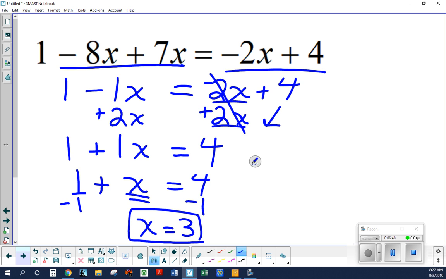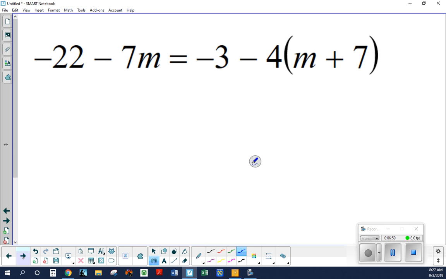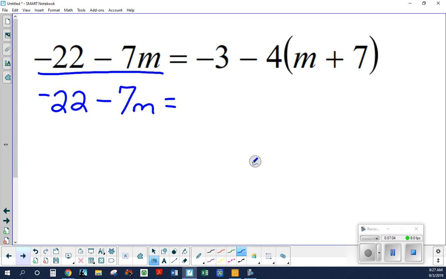Okay, let's try it with 2 more examples. Okay, this one has a little bit more to it. On the left-hand side, I don't have any like terms to combine. There's nothing I can do on the left side for now, so I'm just going to leave that alone. But on the right side, I need to do some work before I can move variables over. So what I want to do first is distribute.